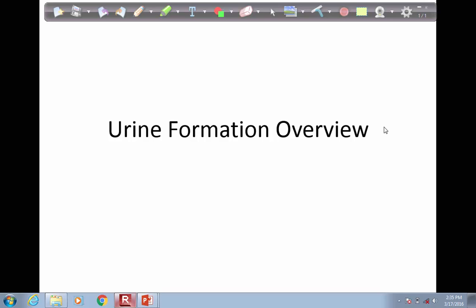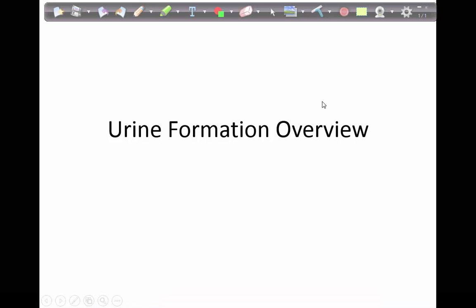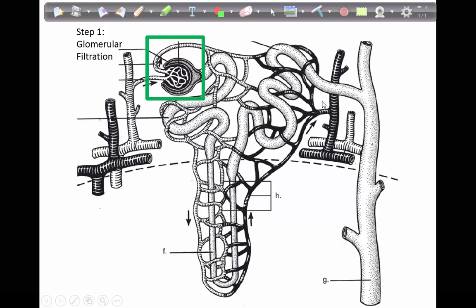Welcome to urine formation overview. There are 3 steps to urine formation. The first step is glomerular filtration.